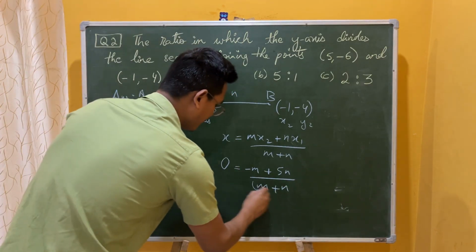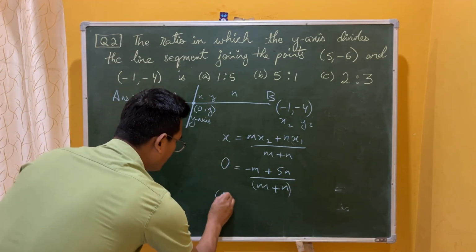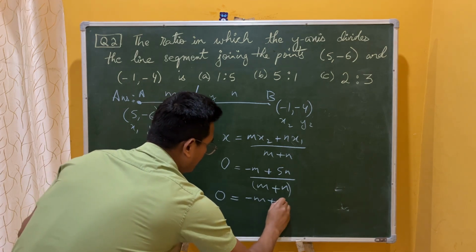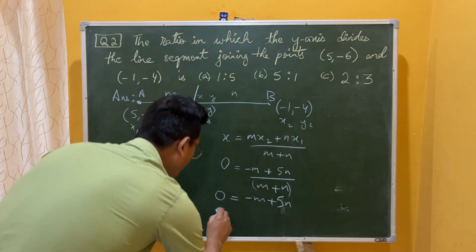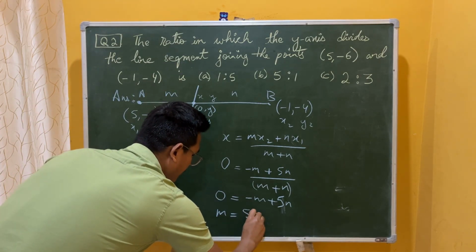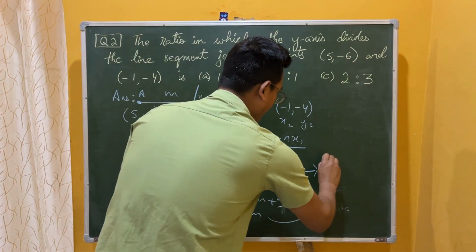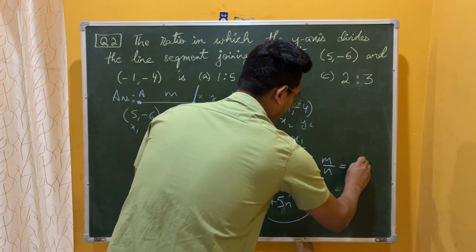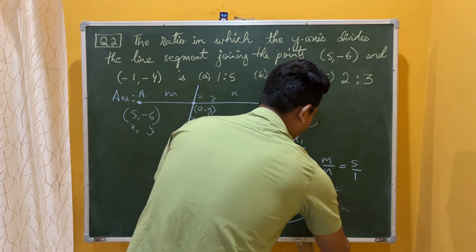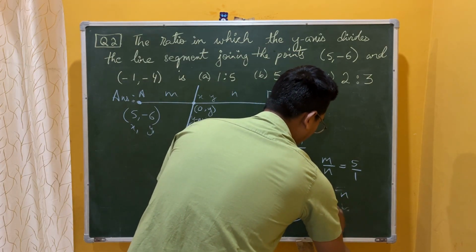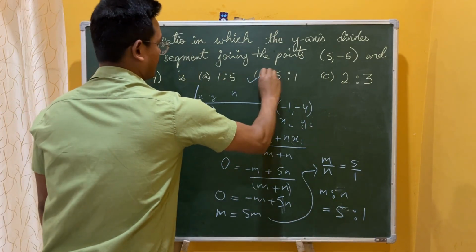Next, if you bring this m plus n to the left hand side and multiply with 0, it's 0. So from here, the answer is going to be m upon n equals 5 upon 1, or we may say m is to n equals 5 is to 1. So this is our answer.